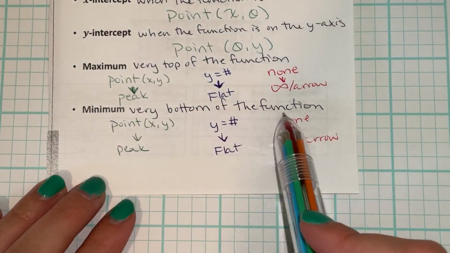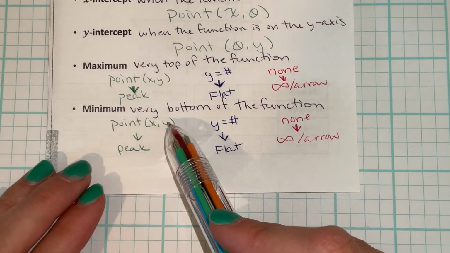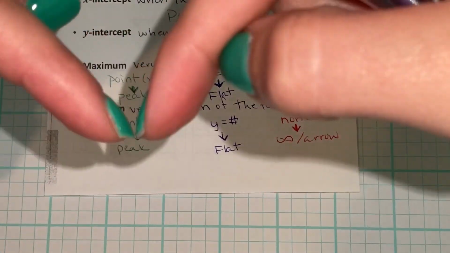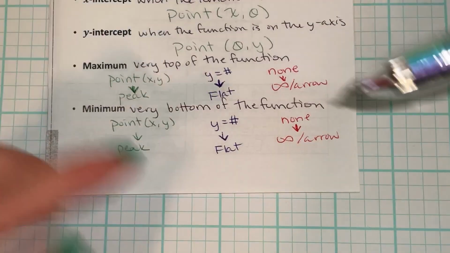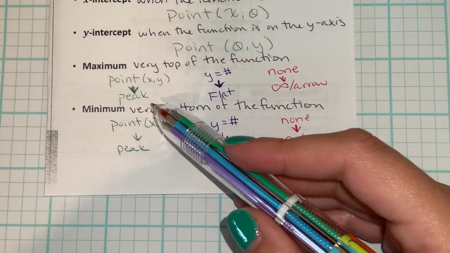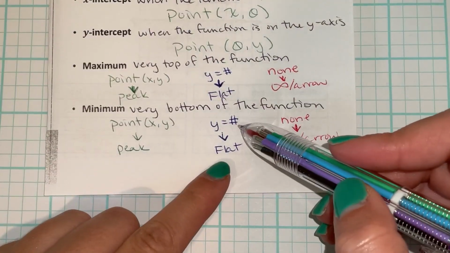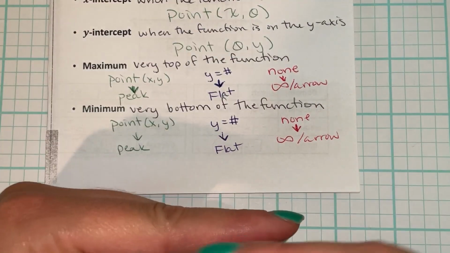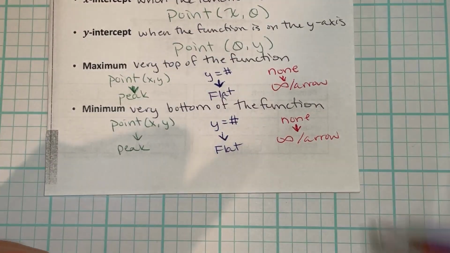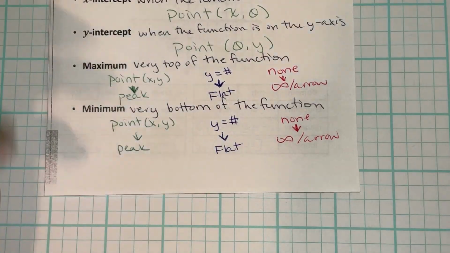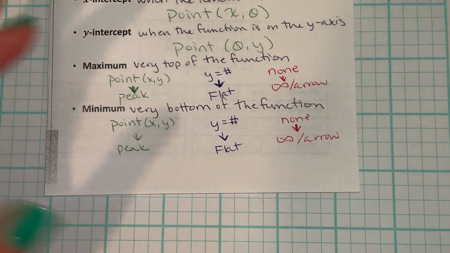A minimum is the very bottom of the function, okay? So you write it as a point if it's got a peak at the bottom, like so. Or if it is an actual point, like an open dot or a closed dot, I forgot to say that. Y equals a number if it's flat. So again, if your lowest area is flat. And then it's none if you got an arrow happening where your minimum is going to occur.